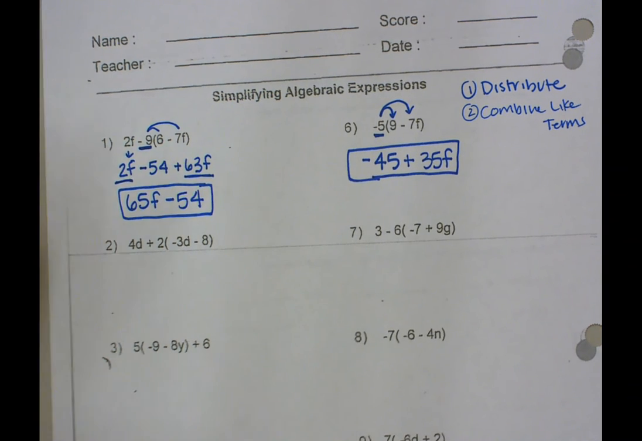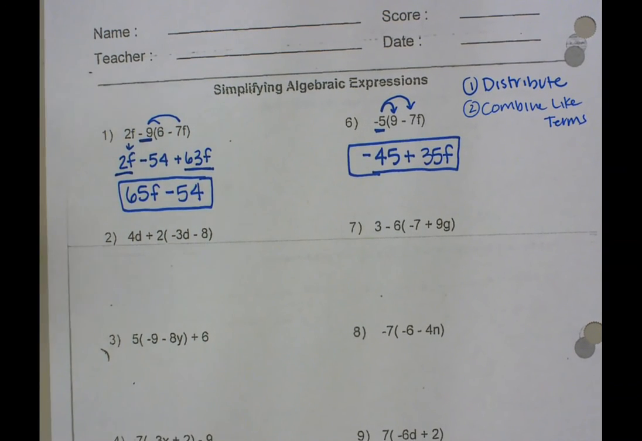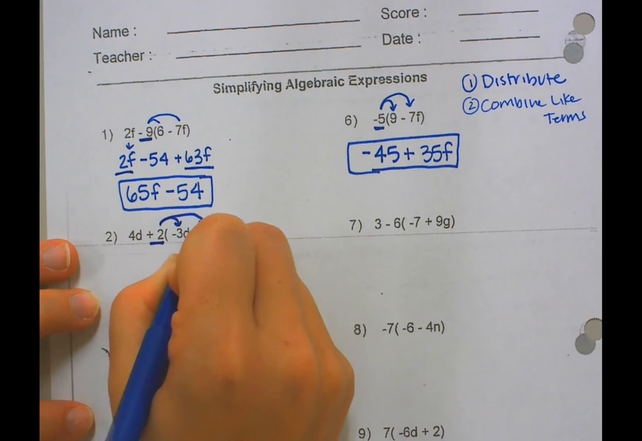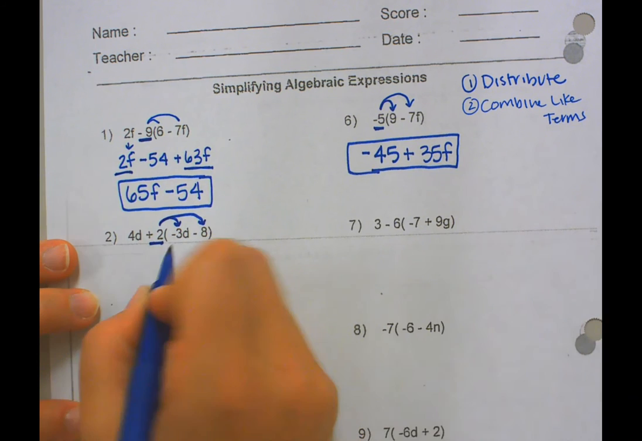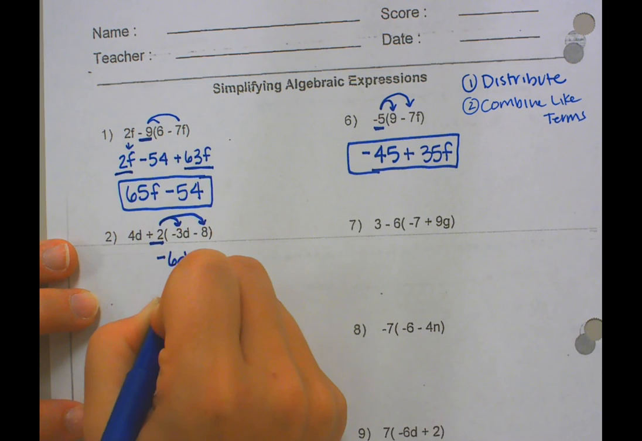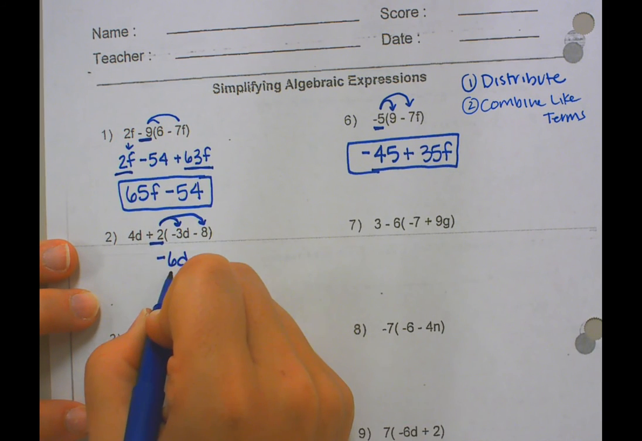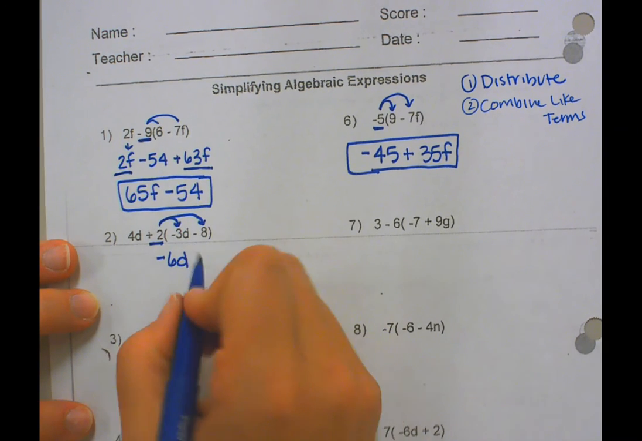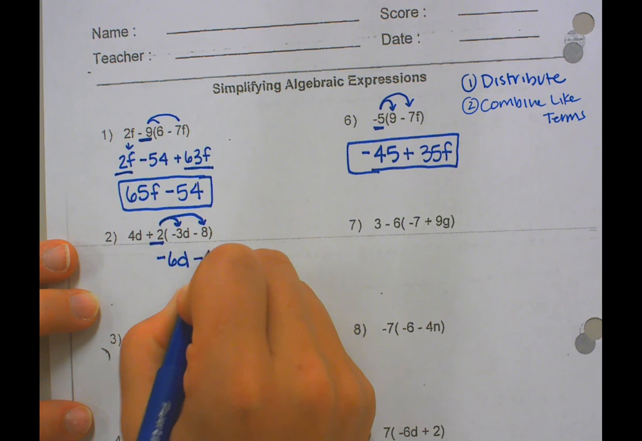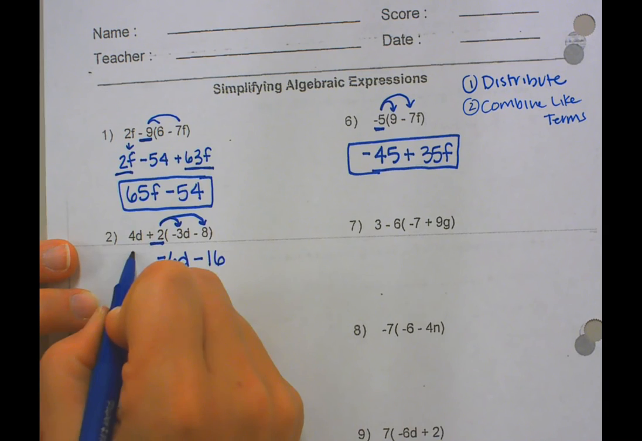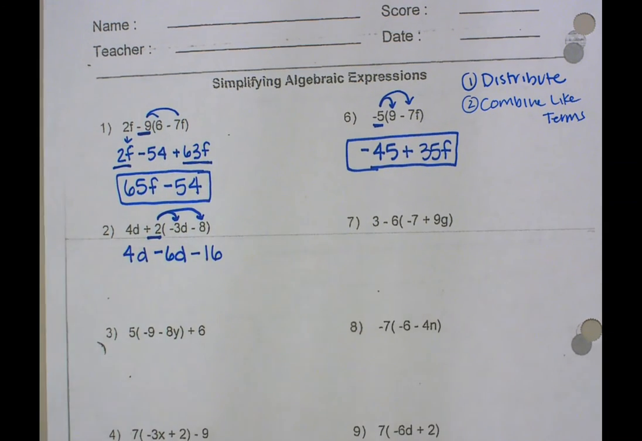All right, let's look at 2 more. So again, we're going to distribute first to get rid of our parentheses. So I'm going to distribute this +2 to both terms inside of my parentheses. So this 2 times -3d would become -6d, because 2 times -3 is -6, and then we bring down the variable. And then 2 times -8 is -16. And then I'm just going to bring down the terms that I haven't used yet. So I distributed to get rid of my parentheses.